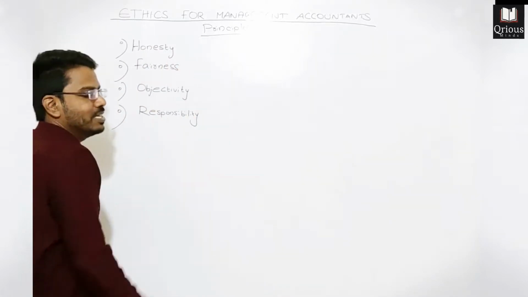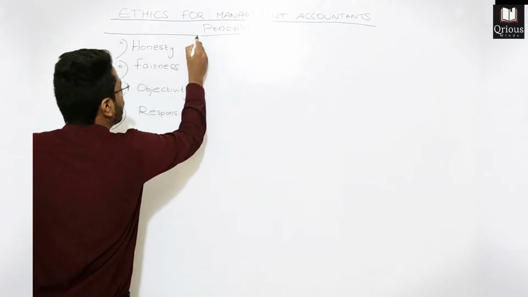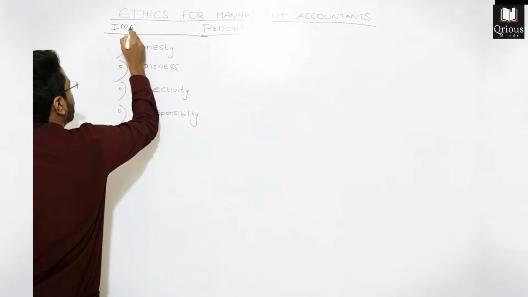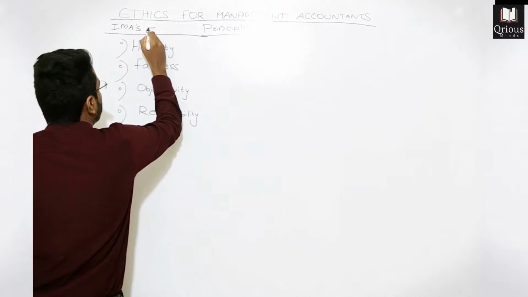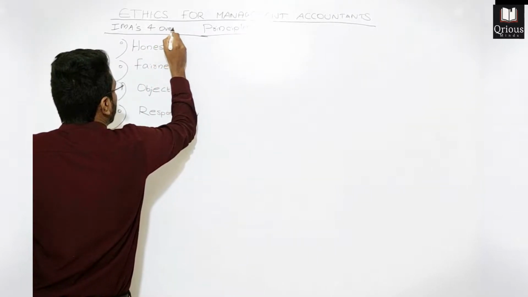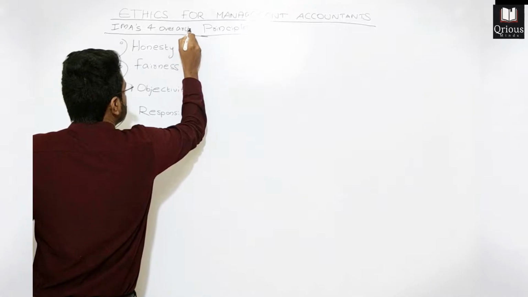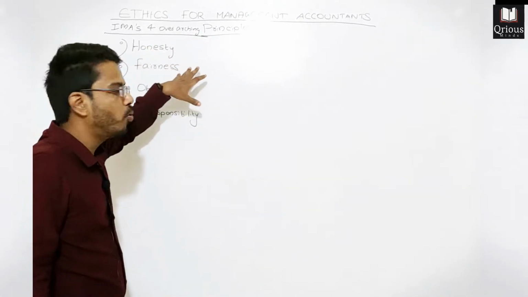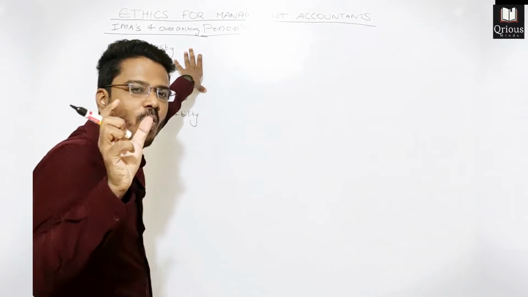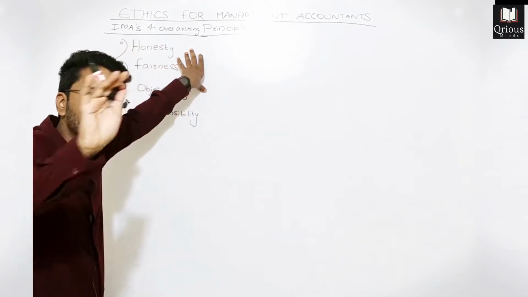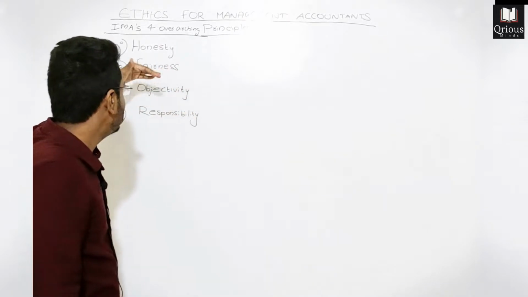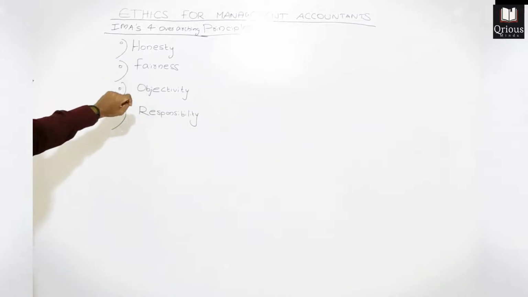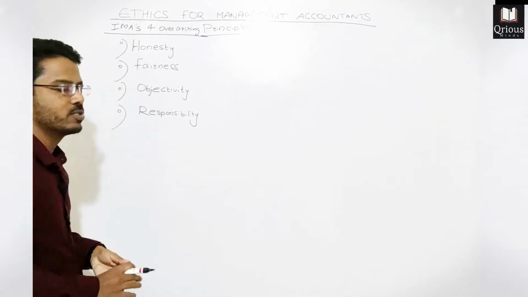This in your CMA US is called IMA's four overarching principles. The term overarching means comprehensive. It covers everything. So these are the four principles that have been listed by IMA. The first one is honesty, then fairness, objectivity and responsibility.